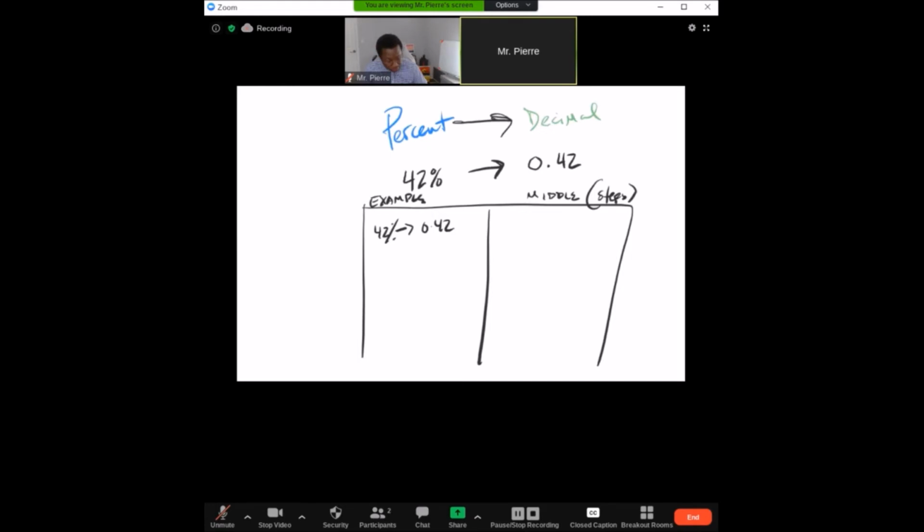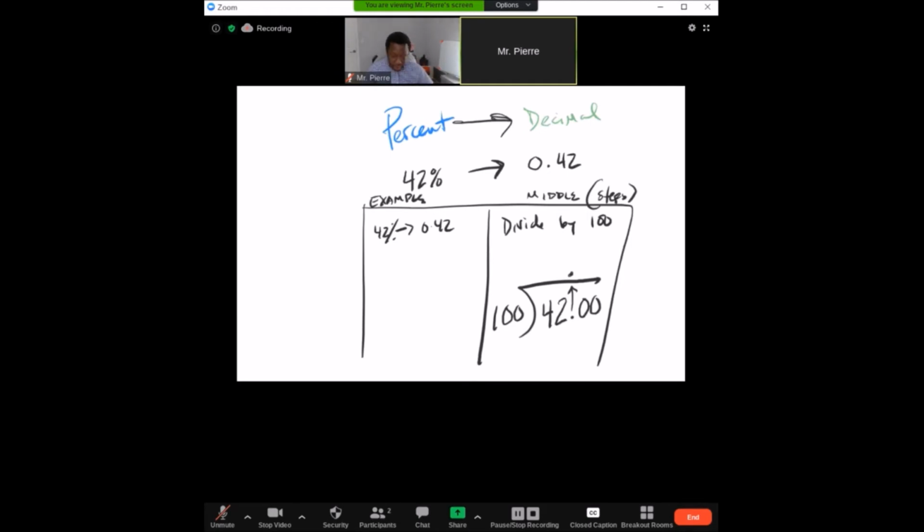What were the steps that we just did? Well, we're going to divide by 100. What does that look like? Well, 42 is going to go inside. We're going to add our decimal. 100 will go on the outside. And then we just divide. Our decimal stays exactly where it's supposed to be. Doesn't move. And then we just divide.